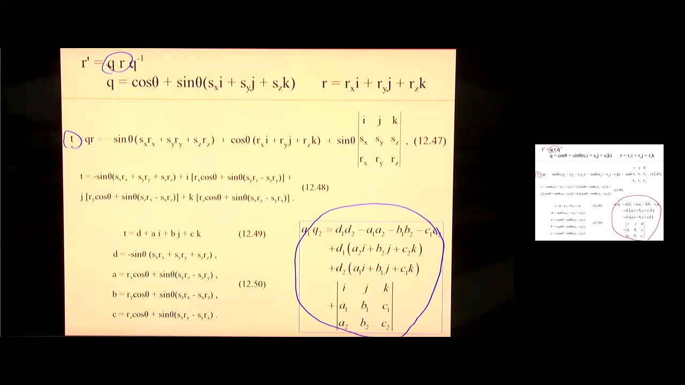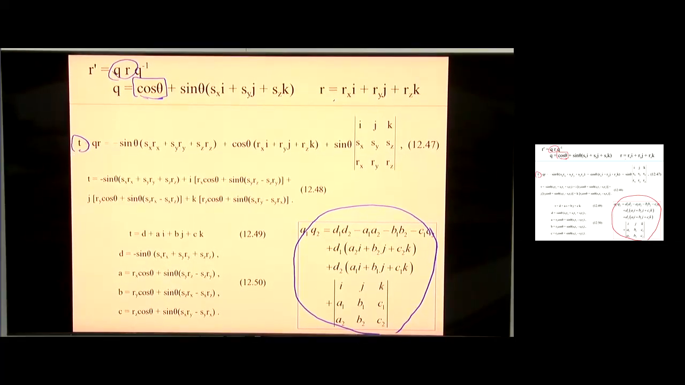But here we go. Q times R, according to this definition of multiplication, is, let's see, I get D1, D2. Okay, here's D1. D2 is 0, right? The R quaternion had no scalar part, so that term is nothing. And then we get negative A1 A2, there's A1, there's A2, there's negative A1 A2, negative B1 B2, sine theta Sy. Yep. Okay, so there's our scalar part, and that's all times the quaternion 1.